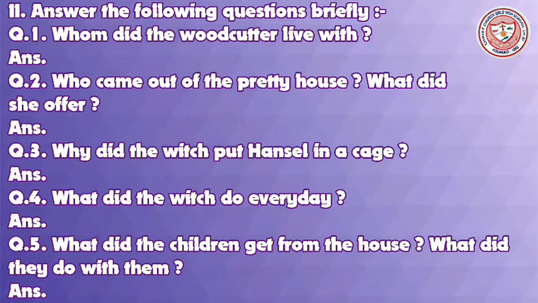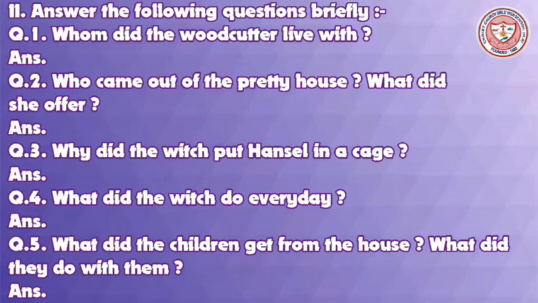Now, question number 2. Who came out of the pretty house? What did she offer? An old woman came out of the pretty house. She offered Hansel and Gretel both food and shelter.